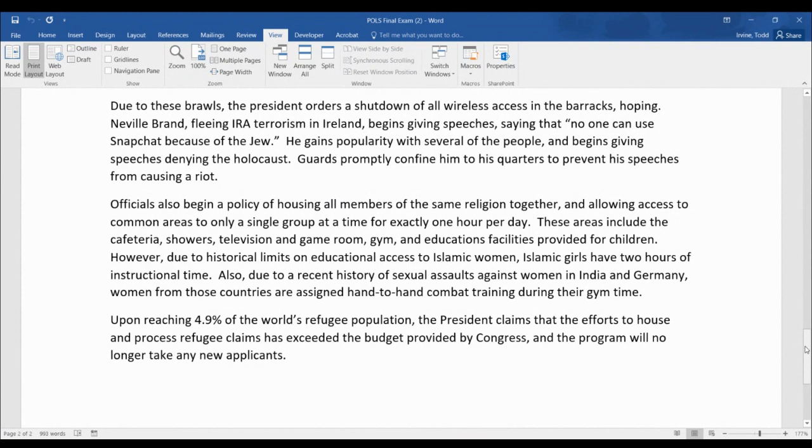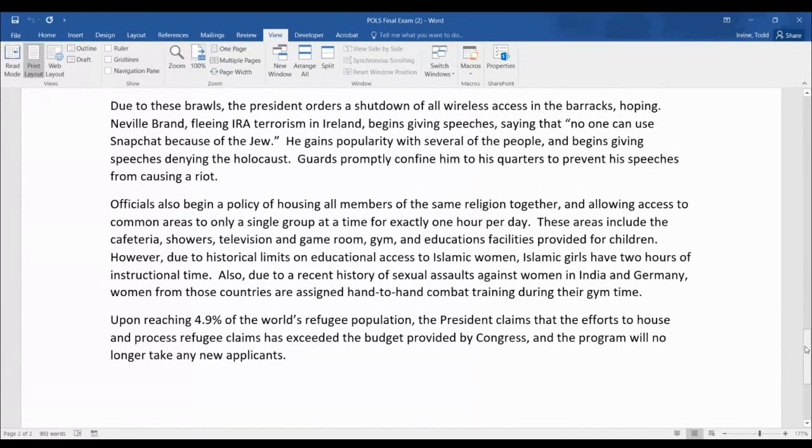However, due to historical limits on educational access to Islamic women, Islamic girls have 2 hours of instructional time. Also, due to a recent history of sexual assaults against women in India and Germany, women from those countries are assigned hand-to-hand combat training during their gym times. What you have here is not exactly the segregation per se. This is something that's going to be more in line with affirmative action.